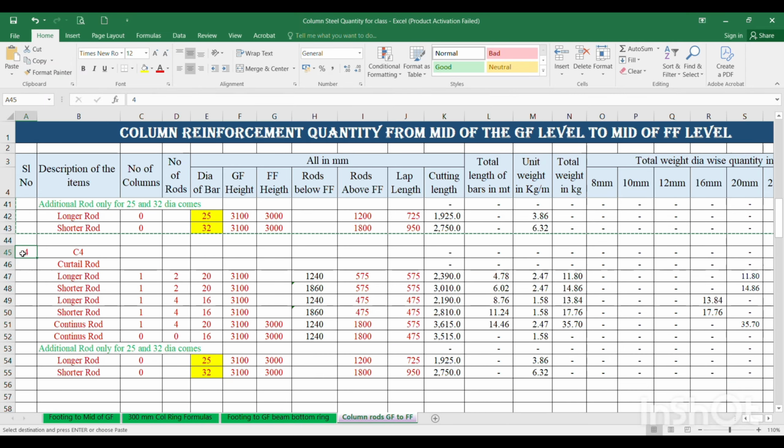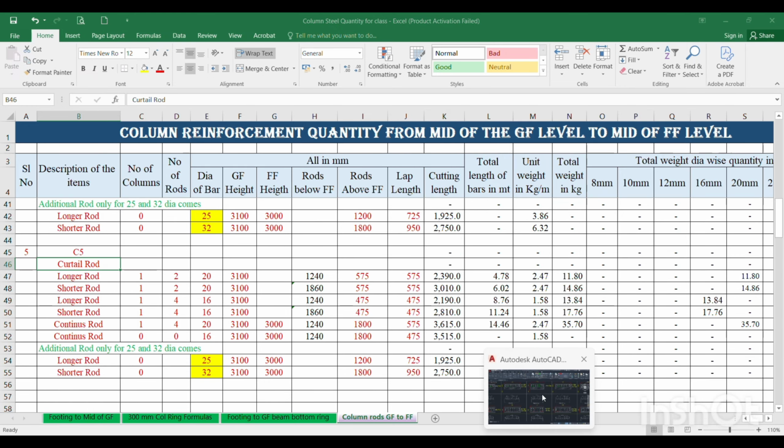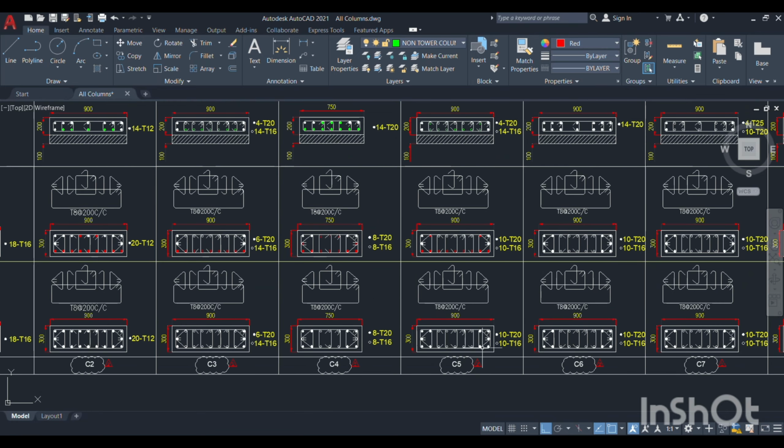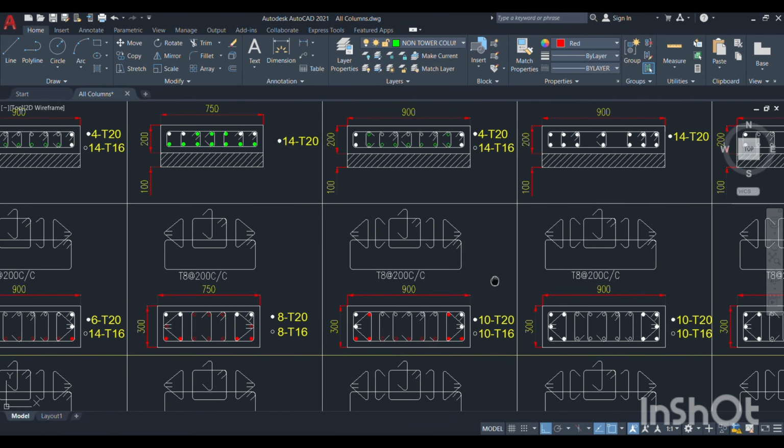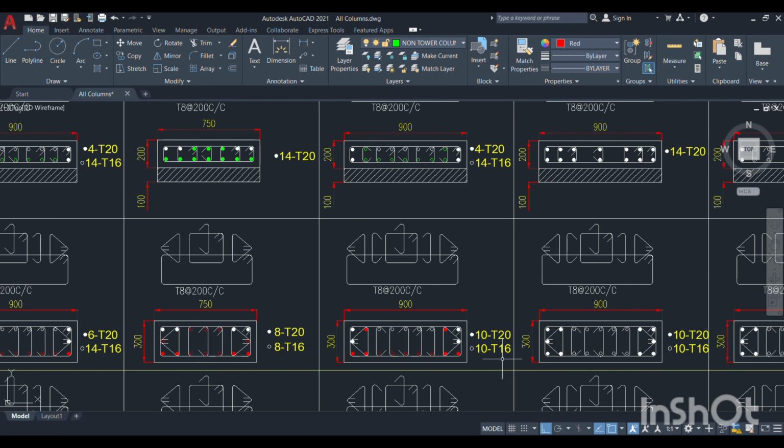For that also, again I can take serial number 5 and column number C5. Then go to the C5 column and check it. In the C5 column, 10 number of 20 is there and 10 number of 16 is there, and above floor 4 number of 20 is there and 14 number of 16 is there. You see what will happen here. Out of 10 number of 20 dia, how much 20 dia is going to curtail? You see, all the below rods are going to curtail.